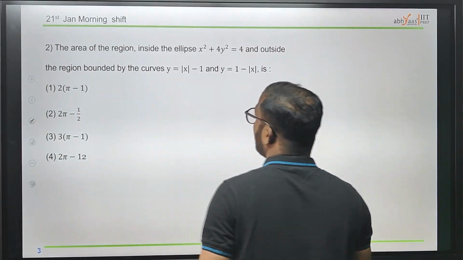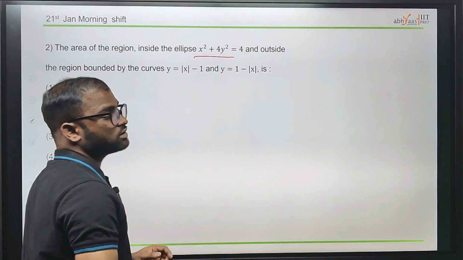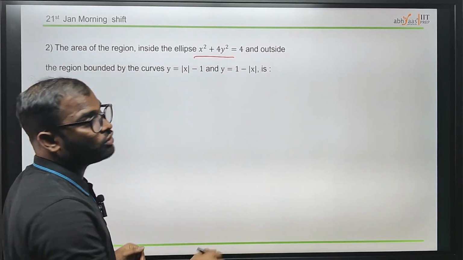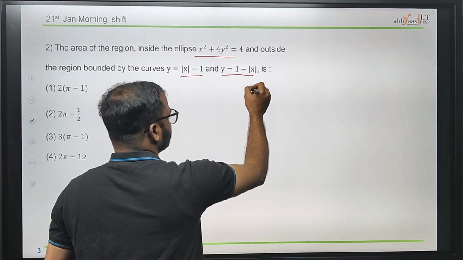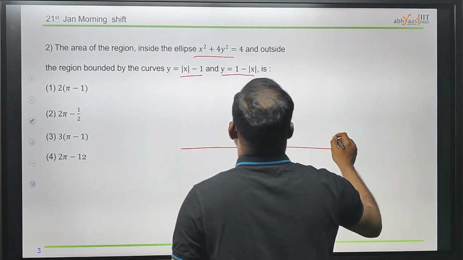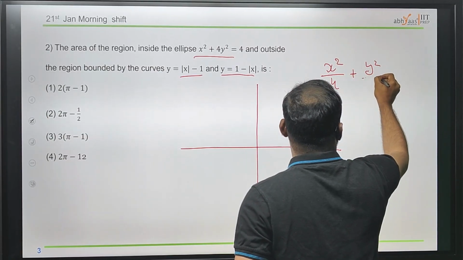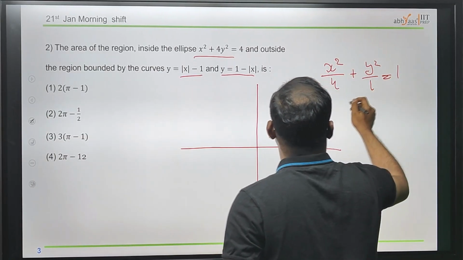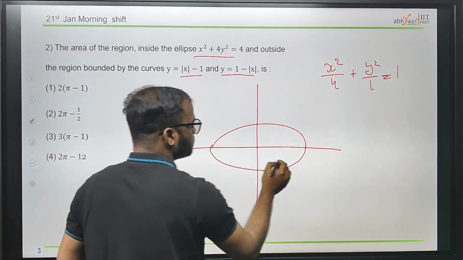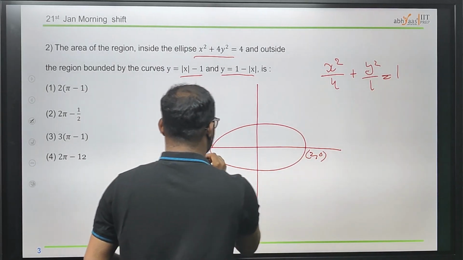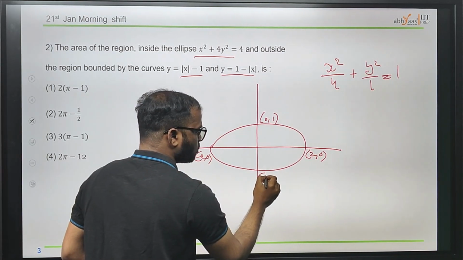If we see the next question, we have the area of the region which is inside the ellipse x square plus 4y square is equal to 4, and outside the region bounded by y is equal to mod x minus 1 and y is equal to 1 minus mod x. Okay, if we draw the region, we have x square divided by 4 plus y square by 1 is equal to 1. Now from this we can easily see that the ellipse passes through 2 comma 0 and minus 2 comma 0 and 0 comma 1 and 0 comma minus 1.